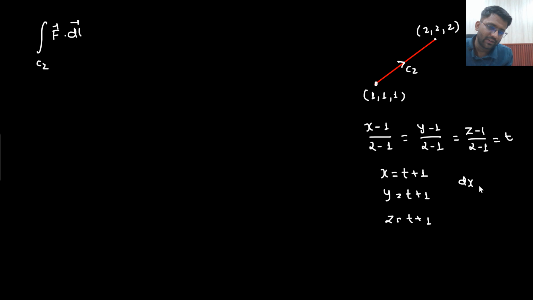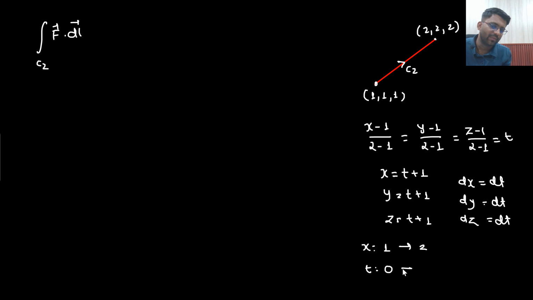What is the value of dx, dy, dz? All are coming out to be the same: dt, dt, and dt. From where to where is x going? x is going from 1 to 2. If the value of x is 1, then the value of t will be 0. And if the value of x is 2, then the value of t will be 1. So t is going from 0 to 1.